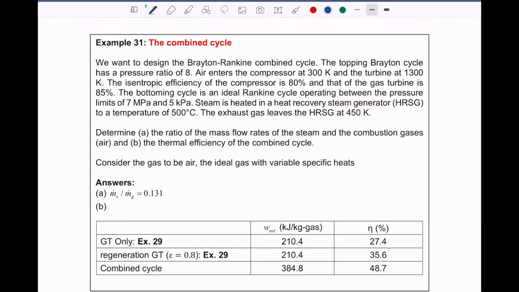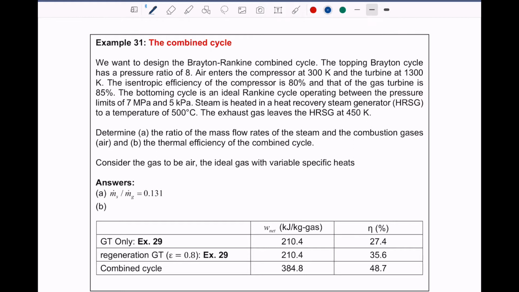Then how about the bottoming cycle? The bottoming cycle is a Rankine cycle, and let's say that it's an ideal case. We have the low pressure and high pressure of the Rankine cycle at 5 kilopascal and 7 megapascal respectively. And now steam is heated in a heat recovery steam generator to a temperature of 500 degrees Celsius. And the exhaust gas leaves the HRSG at 450 Kelvin.